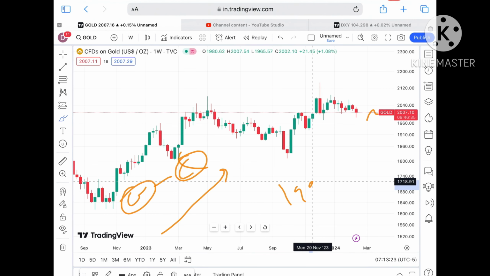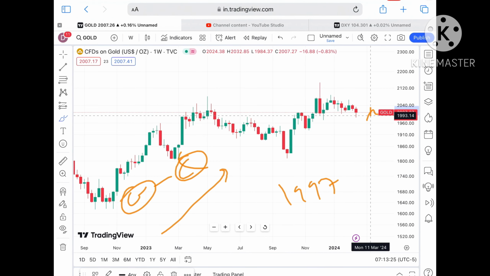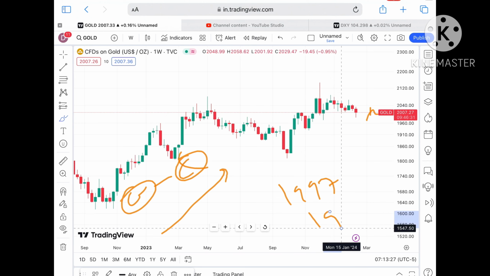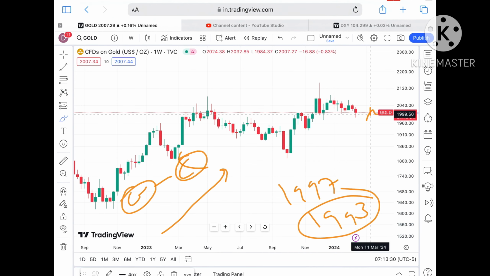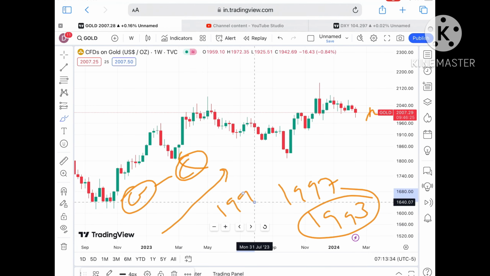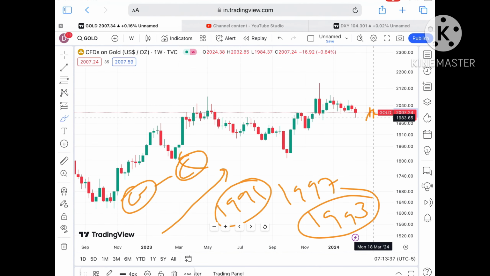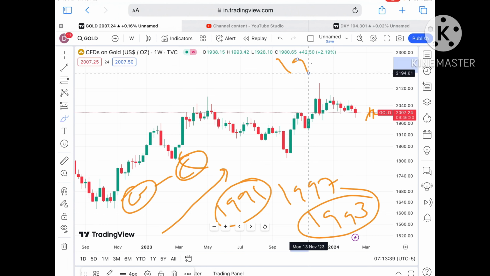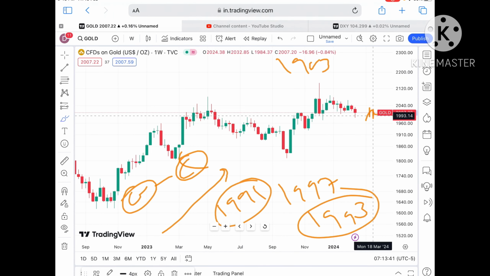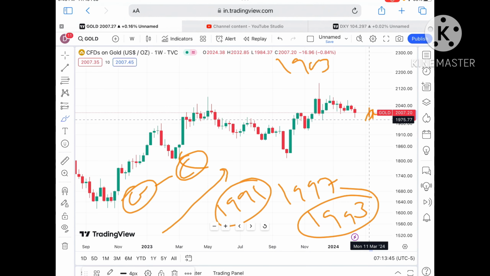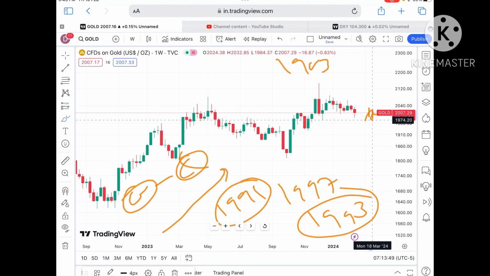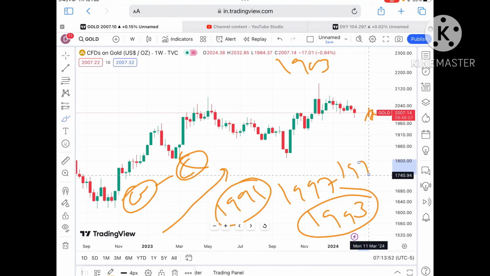So suppose if the price doesn't sustain, it can come down again towards a level of around $1997, and if it starts falling below that particular level, a further downfall we can see towards 1993. Okay, if the price starts falling below 1993, a further downfall we can see towards 1991. Okay, and from there a further fall we can see towards a level of around 1983. Okay, keep that in mind.